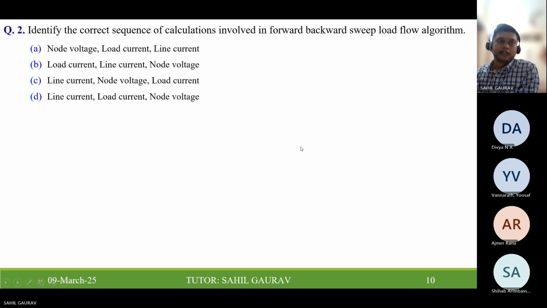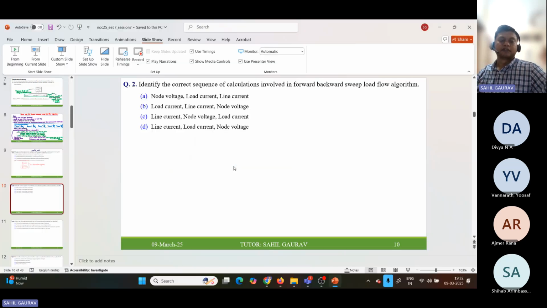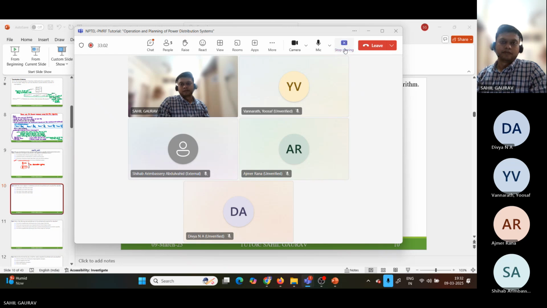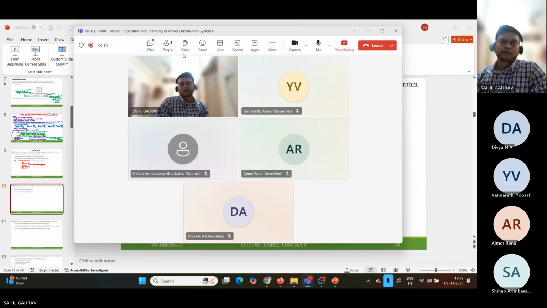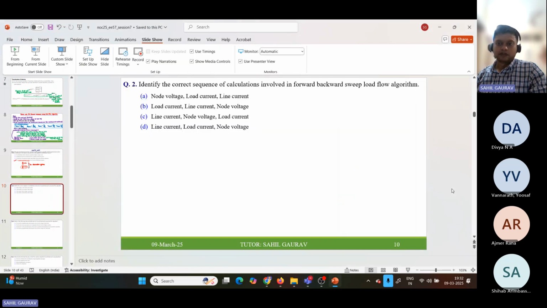Coming to the next problem. Identify the correct sequence of calculation involved in the forward-backward sweep load flow algorithm. Type your answer in the chat box for this problem.